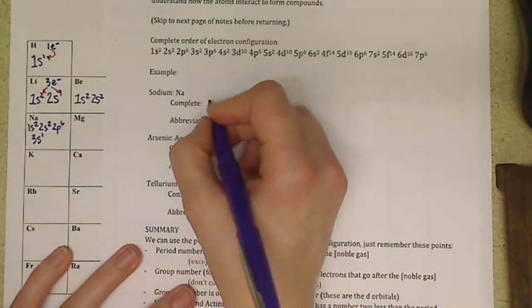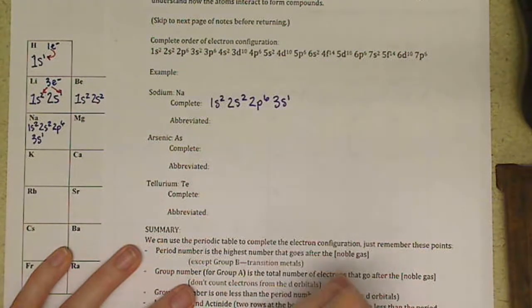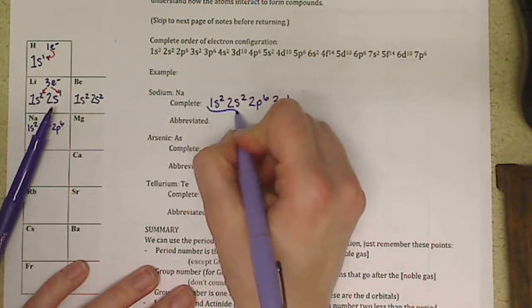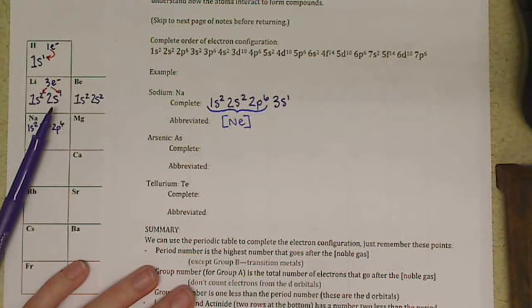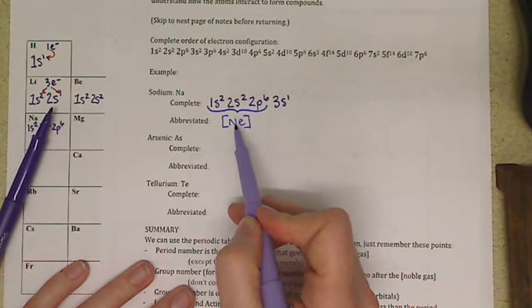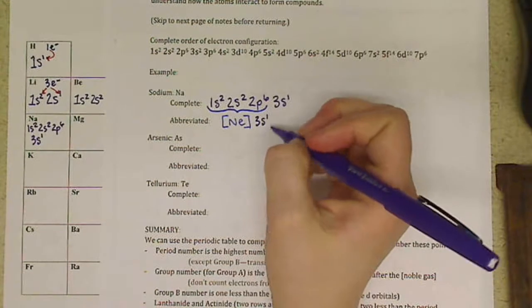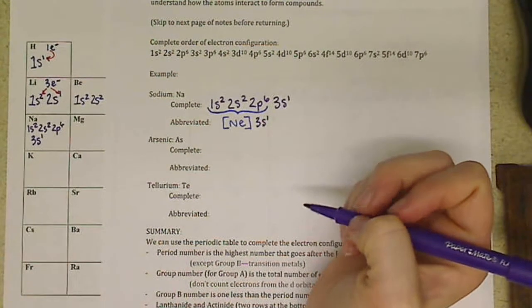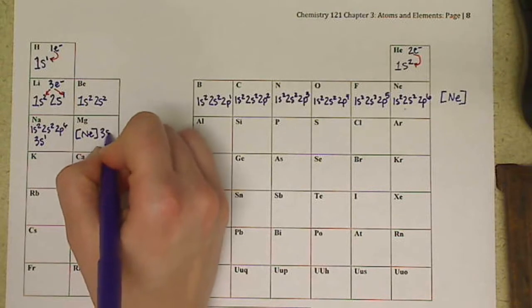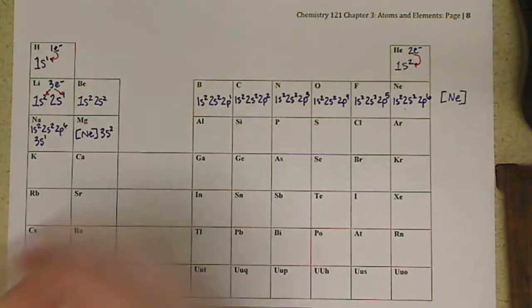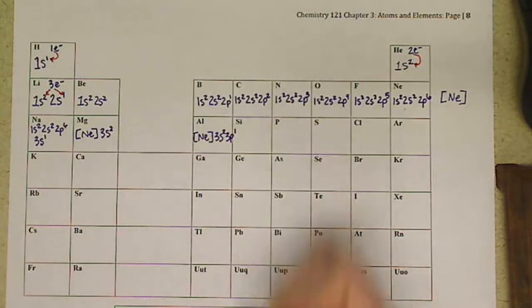Our complete version of sodium is 1s2, 2s2, 2p6, 3s1. So what I'm doing is taking all of that portion there and abbreviating it with my noble gas. Everything there is represented by neon. Then the extra electron that we added, we just list out there. So magnesium here would become neon 3s2. Aluminum, we have neon 3s2, 3p1.